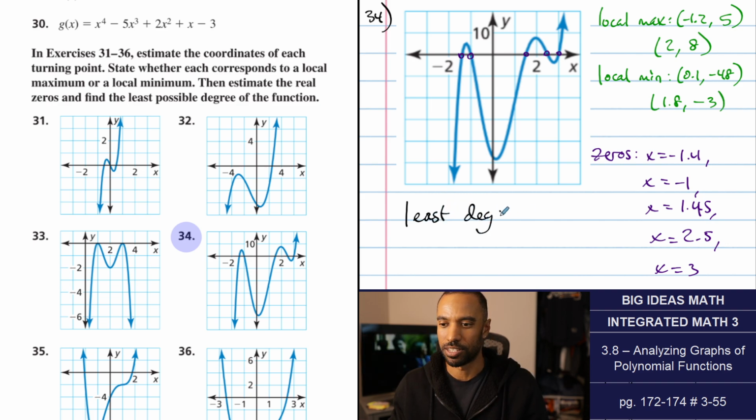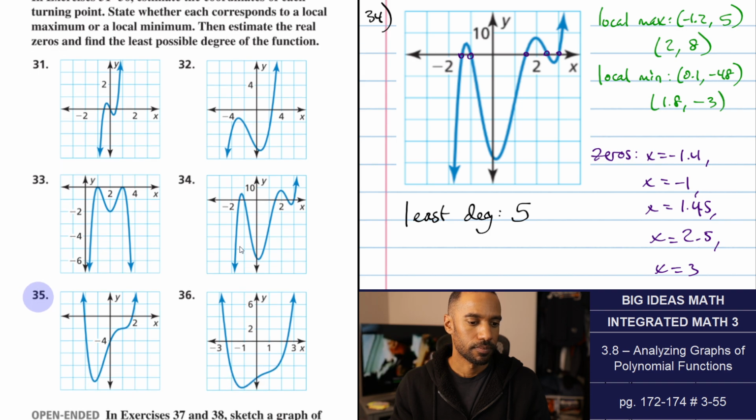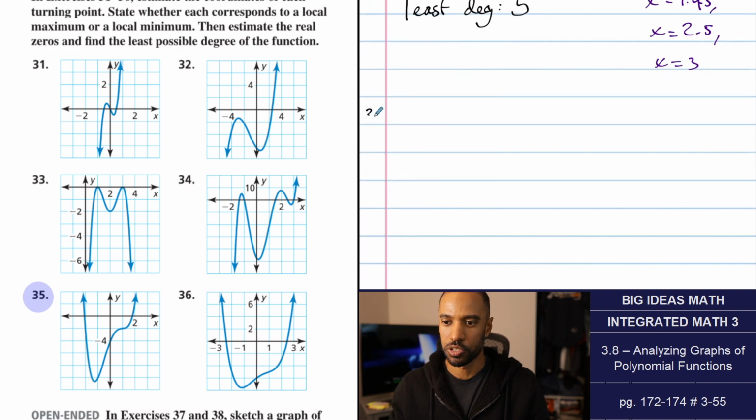Sorry for the strobe effect. That's a machine gun action at you. Let's see if I can fast forward through that. It's a little flashy for us. All right, so least degree of 5 on that one. Number 35. Went from maybe the fastest question to the slowest question there. So number 35.